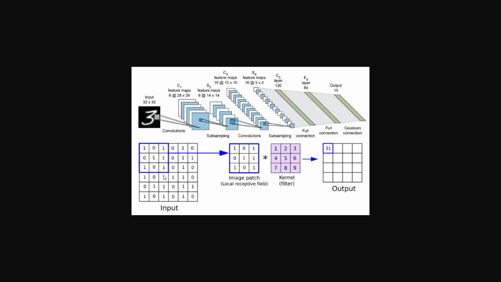Sometimes what happens is that earlier we had a 6 by 6 matrix, but after applying this filter we have only a 4 by 4 matrix. If we want a 6 by 6 matrix again, we put a boundary around the input, also known as padding. If you apply one boundary on each side, you will have an 8 by 8 matrix. Applying the kernel filter on each patch, you'll get an output of a 6 by 6 matrix.